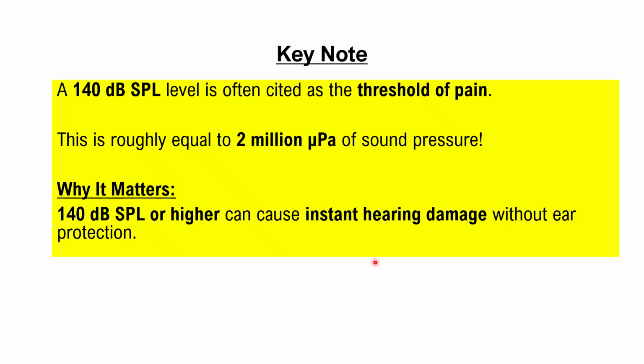Keynote. A 140 decibel sound pressure level is often cited as the threshold of pain. This is roughly equal to 2 million micropascals of sound pressure. Why it matters: a 140 decibel sound pressure level or higher can cause instant hearing damage without ear protection. This is just a cautionary keynote.